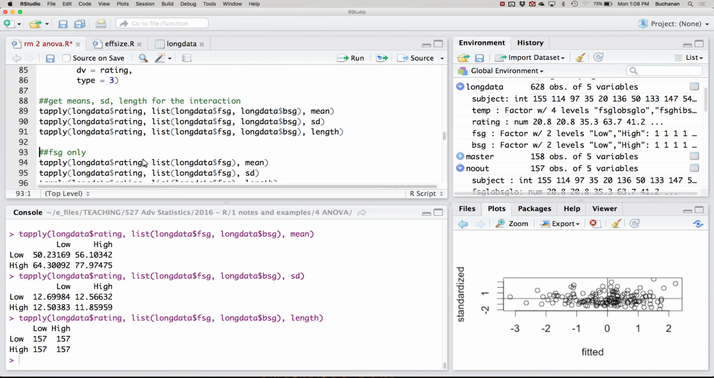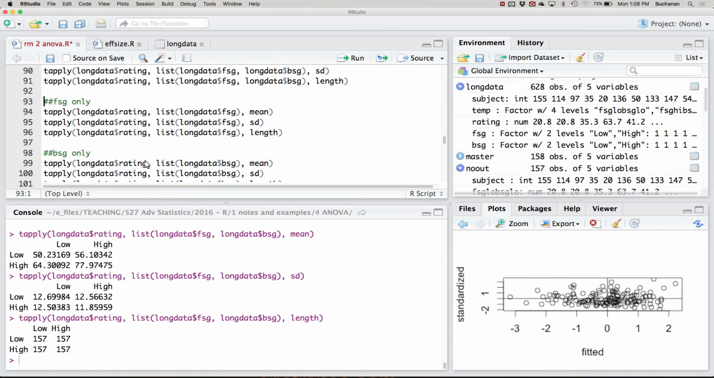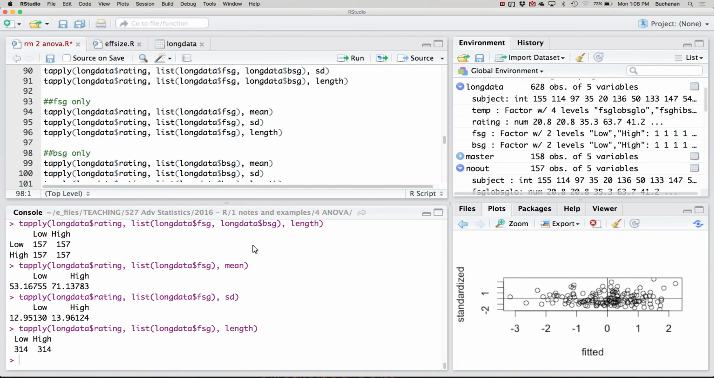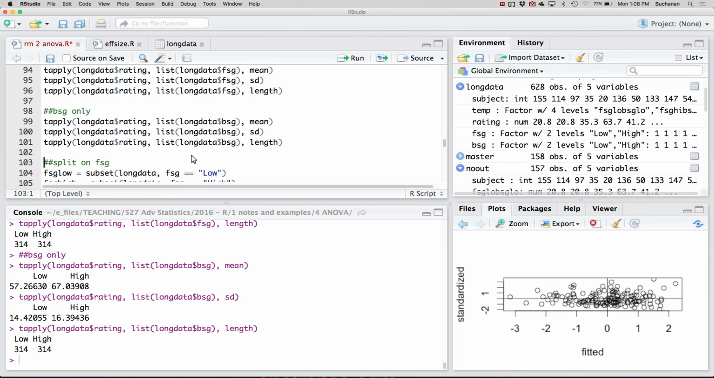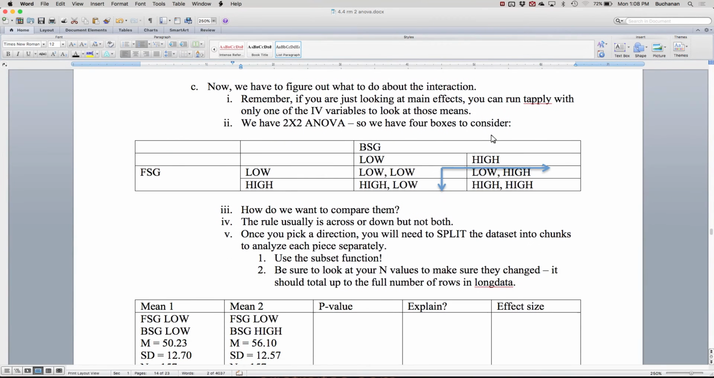Now, so I have my means. If I wanted just forward strength means only, I would just take backwards strength out of the list. So the main effect for forward strength was significant because the low ones they're rating at 53 and the high ones are rating at 71. Okay. And then backward strength, the low ones are at 57 and the high ones are at 67. So that's why those two are significant. But there's only 2 levels, so there's no test. So I would just look at the means. But I don't care about that. I want to know about the interaction. Tell me what happened.